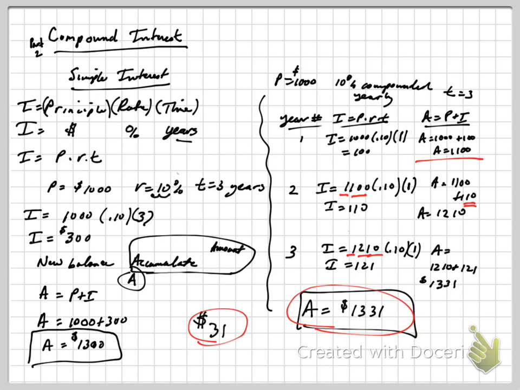So again, what's happening here is a situation where you're going to earn more money or have to pay more money. Now let's do an example with a formula so I can show you the formula. Alright, so the formula that you're going to see is A is equal to P times (1 plus R over N) to the NT power.